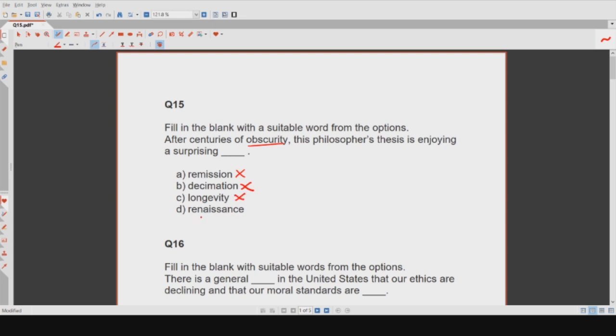The last option is renaissance, which means rebirth. And yes, it makes sense because they have used surprising words. So we have to use the positive word for this. So after centuries of obscurity, this philosopher's thesis is enjoying a surprising rebirth. That is option D is the correct answer.